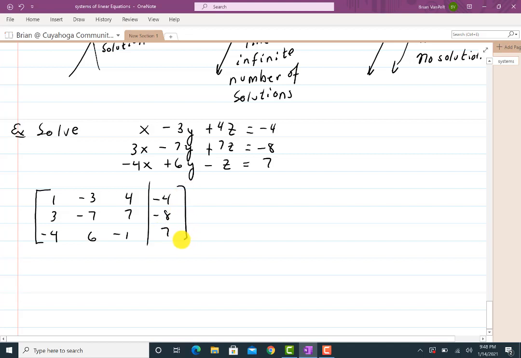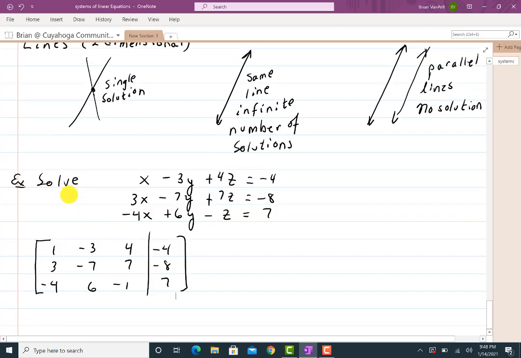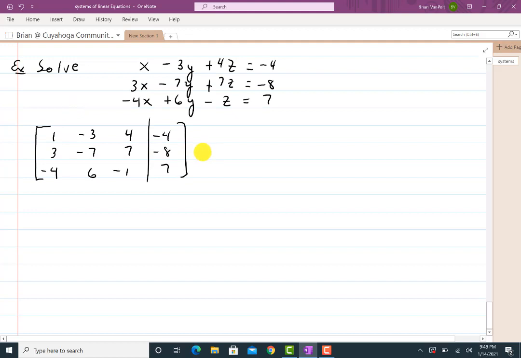Oh, once again, it's set up nicely. I can use this one up here to wipe out the numbers underneath of it. So I will take negative 3r1 plus r2. And when I do that, I know I wiped that number out. So let's see what else we have.